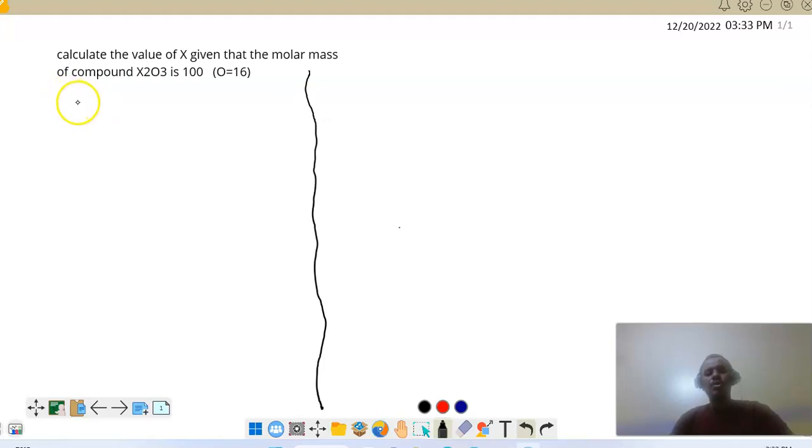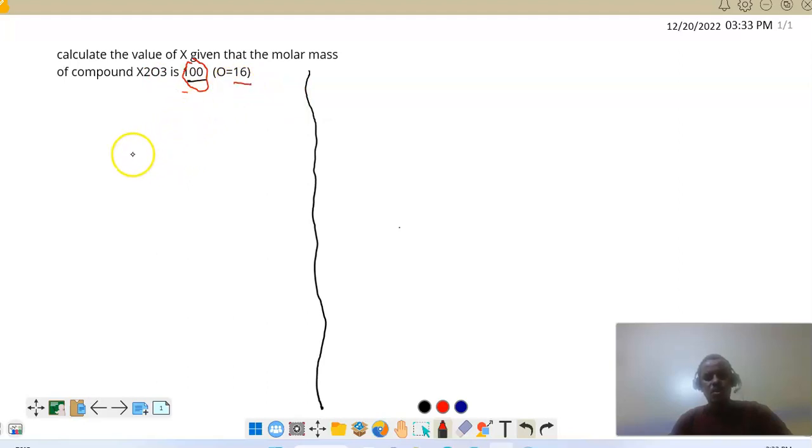Sometimes you will be given such a question. This question says: calculate the value of X given that the molar mass of a compound X tetraoxide is 100, where oxygen is 16. So this is the total RFM. This value you have here is the total RFM, where the value of oxygen O is 16.